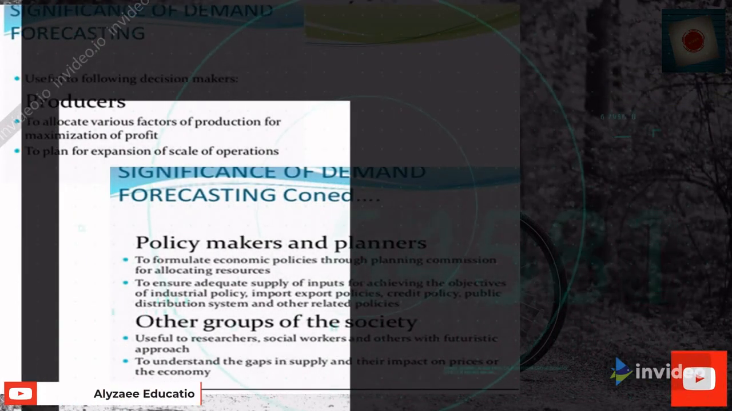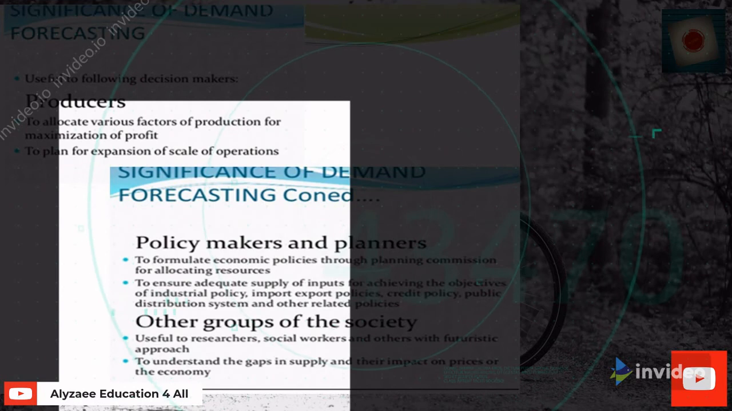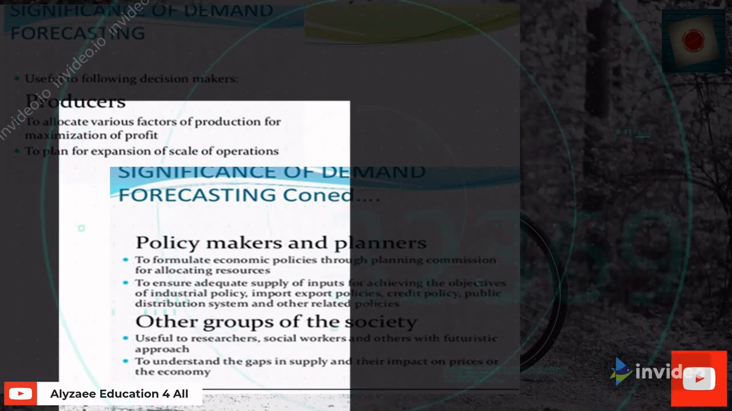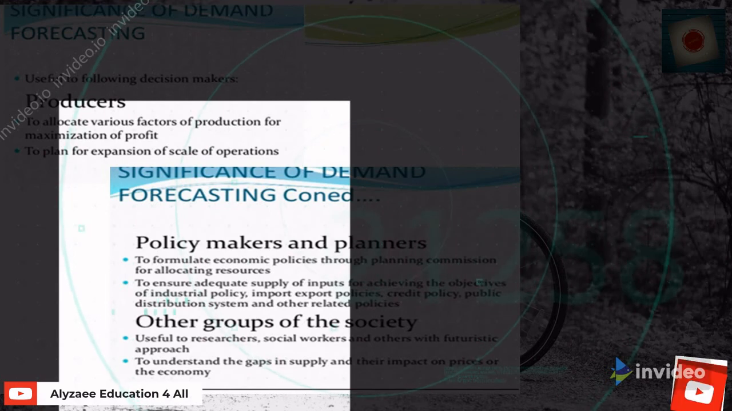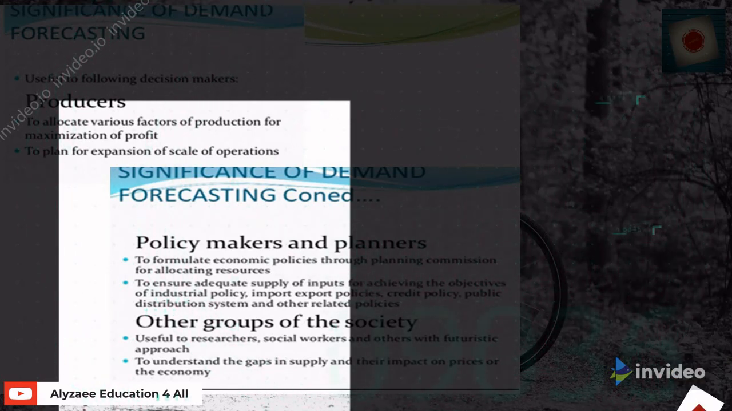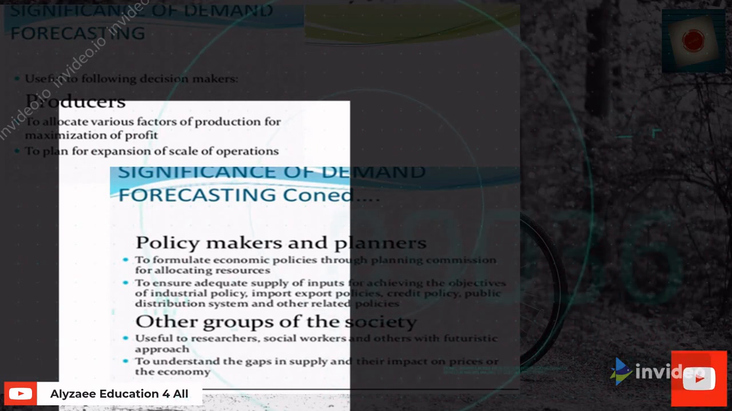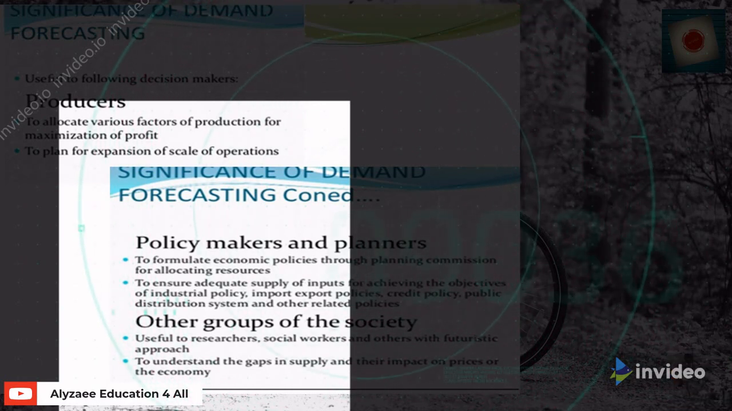Significance of demand forecasting. It is useful to the following decision makers. For example, producers can allocate various factors of production for maximizing profit and plan for expansion of the scale of operations, whereas policymakers and planners can also use it to formulate economic policies through planning. The Commission allocates resources to ensure adequate supply of inputs for achieving the objectives of industrial policy, import export policies, credit policies, and distribution policy. So this means it can be used by different policymakers.